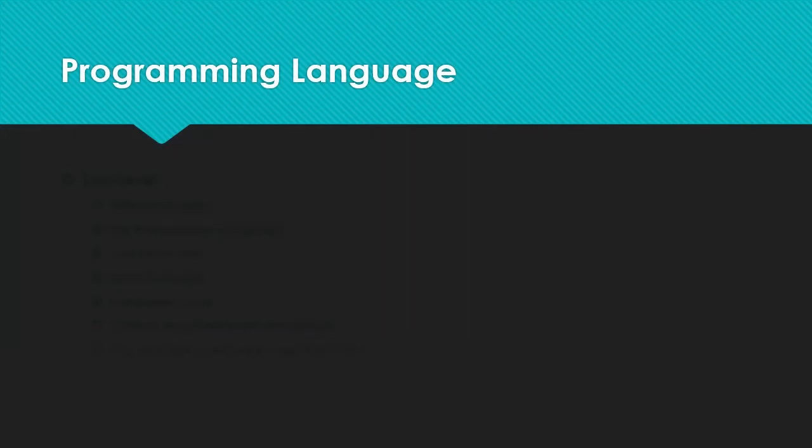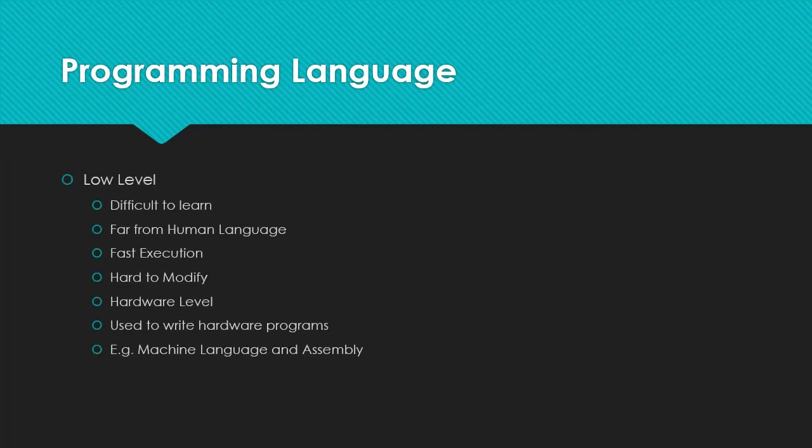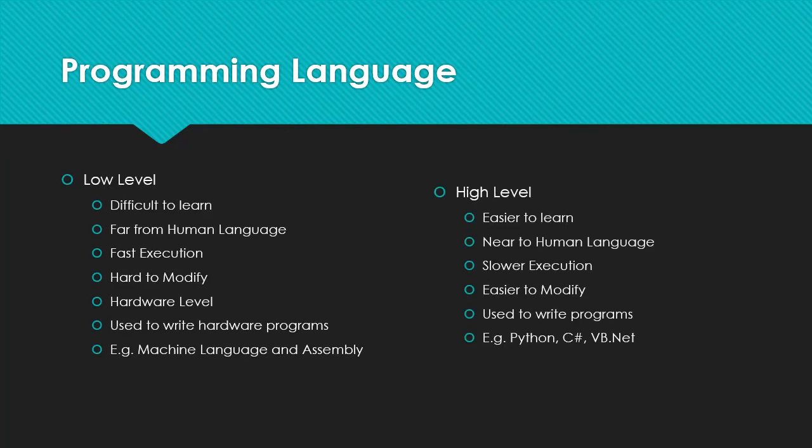A programming language is a software application that we use to write computer programs. And there are two types of programming language. So we have what we call the low level and the high level.